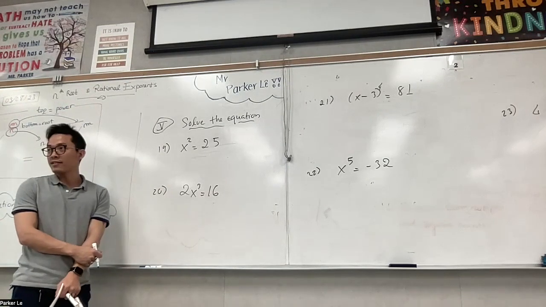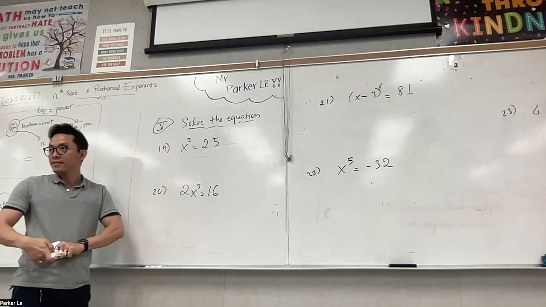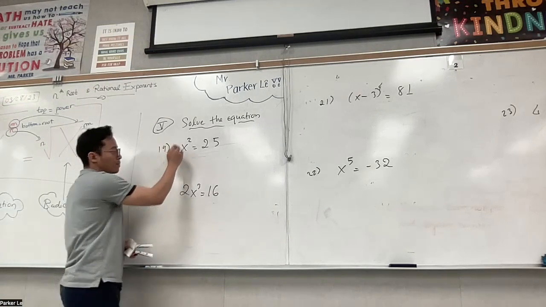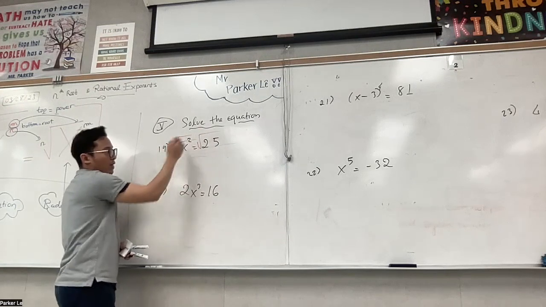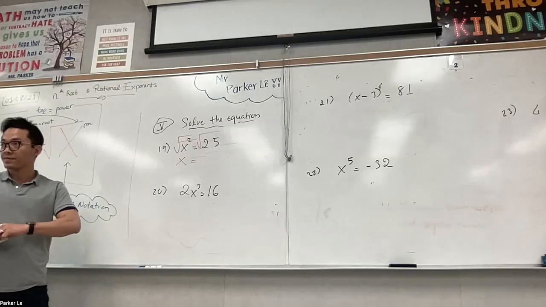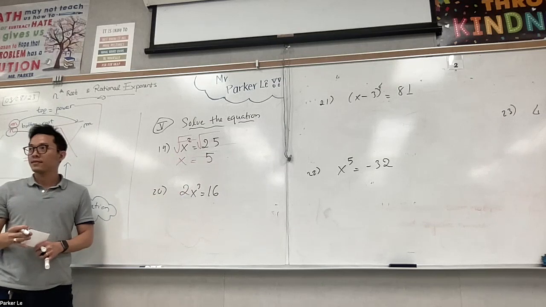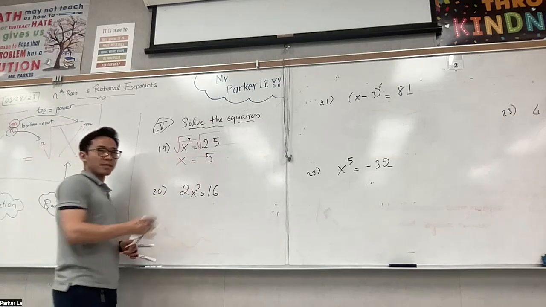This is review. We already learned this. What are you going to do? Yeah, you're going to take the square root of both sides. Very good, because square root and square cancel out. You have x equal to what? The square root of 25. Is that my final answer? Plus minus.